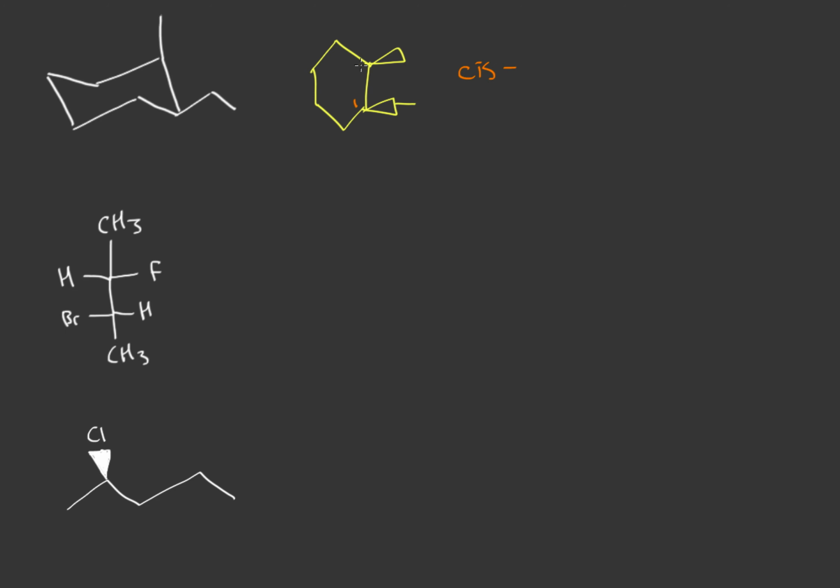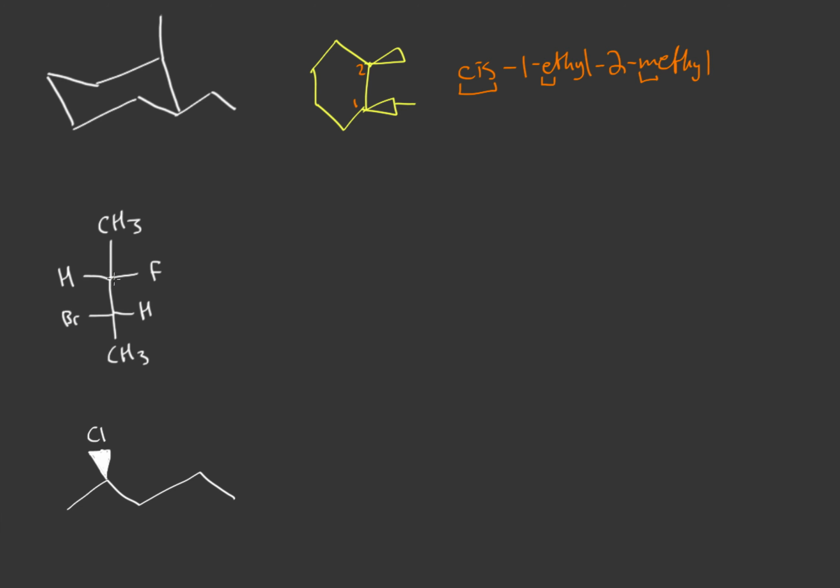And by naming, we're going to call this carbon number 1 because it has a bigger group, and then this will be carbon number 2. Ethyl alphabetically comes before methyl, so it'll definitely be 1 ethyl, 2 methyl. I'll repeat that. They're both pointing in the same direction, so it's cis. This will be carbon number 1 because it has a bigger group than this carbon. And then ethyl comes before methyl alphabetically, so that's how we name that.